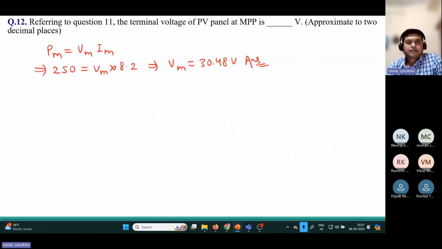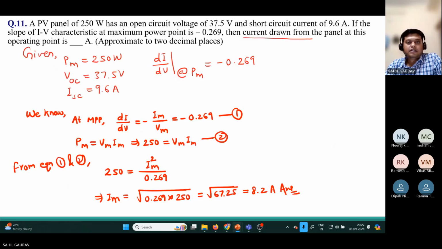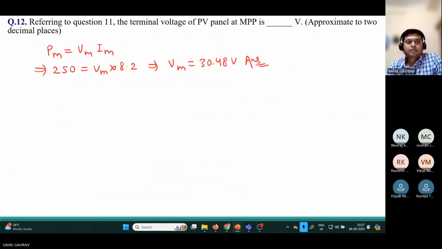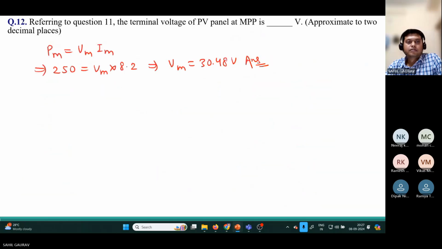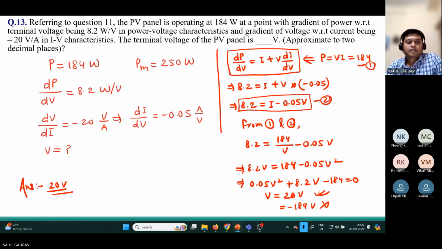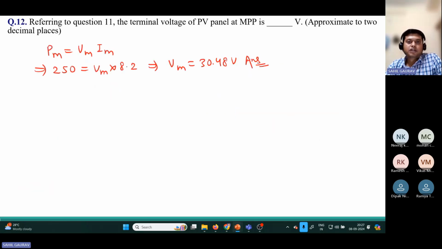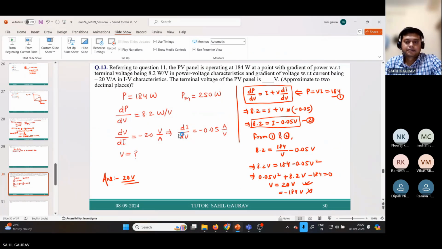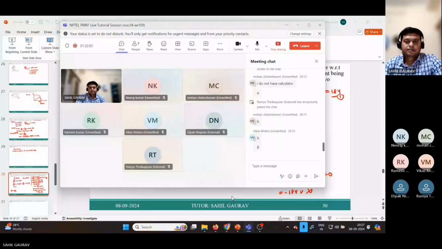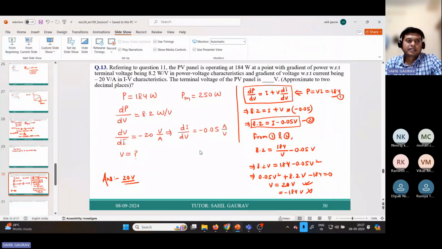And the maximum power point voltage is 30.48 volts, so it is less than this maximum power point voltage. Clear? Anything you want to ask? So let us see the next problem.